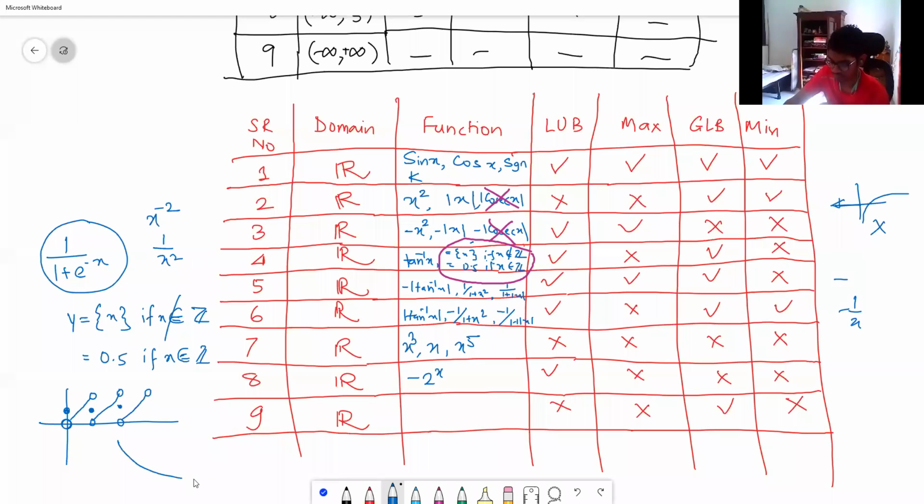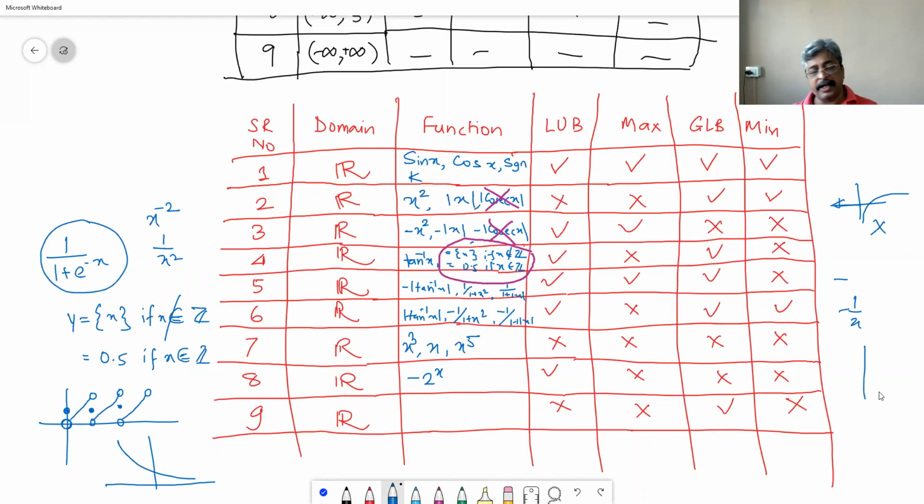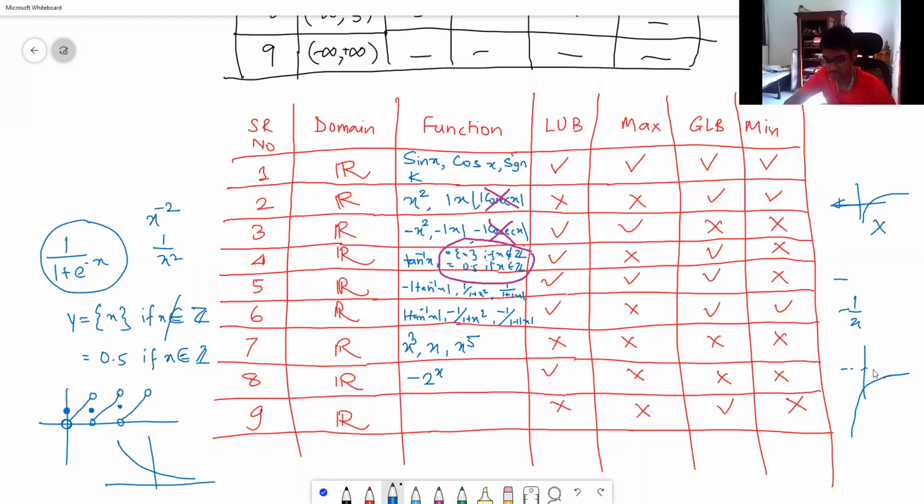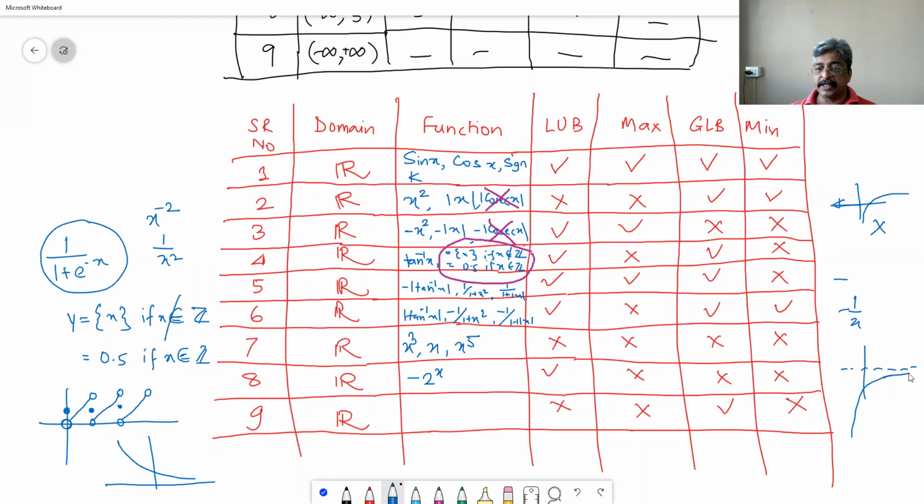Minus 2 raised to x. 2 raised to x is like this. Minus 2 raised to x will be like this. Correct? It will have LUB, least upper bound, but no maximum, no GLB, no minimum. Minus 2 to the x. Do you understand? This is negative of this, therefore 2 raised to x. Understood? Good.